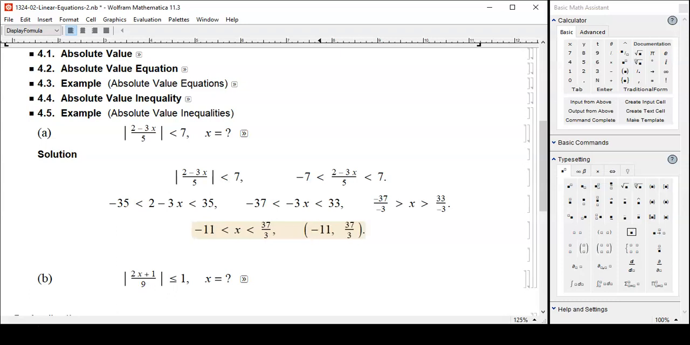So we can express this as an interval expression. Smaller number, comma, bigger number. Both are strict inequalities, so we need parentheses. Yeah, same thing.